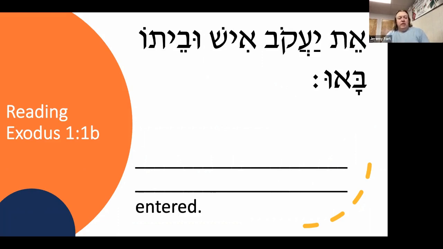All right, Wayne. The big sigh. I want to hear the big sigh. All right. Perfect. Yaakov. Yaakov. Ish. You got it? Ish.